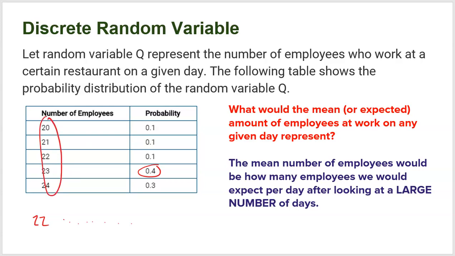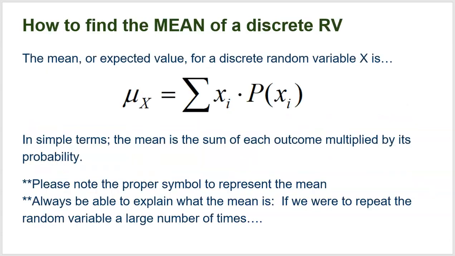No. That wouldn't be fair because the 23 is worth more. The 24 is worth more. They should be valued more because they're more common. So here is how you find the mean of a random variable. It's actually a really easy formula. Now, this is the mathematical statistical formula. Don't let it confuse you.